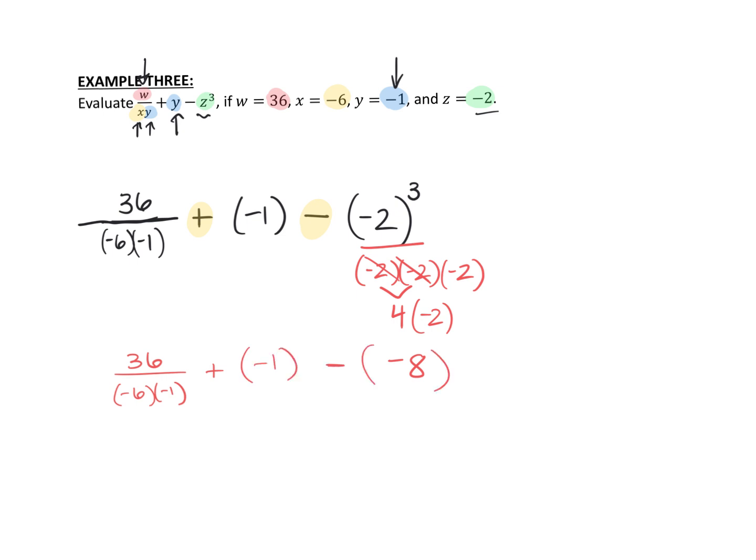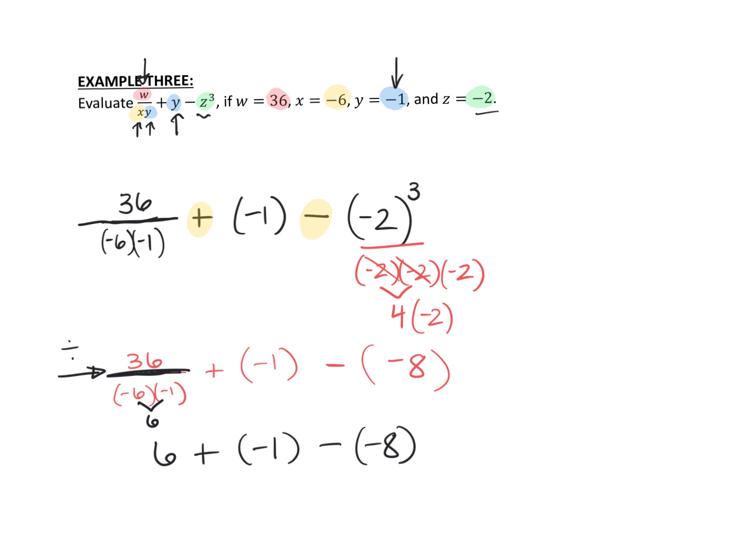All right, so now let's go ahead and keep going. So now I need to do my division and multiplying. So here, this is division, and multiplying, I need to do kind of on the bottom to get this first. So negative times a negative is a positive 6. And then remember, this line here means divide. So I've got 36 on the top divided by 6. Well, 36 divided by 6 is 6. So now I see 6 plus negative 1 minus negative 8.